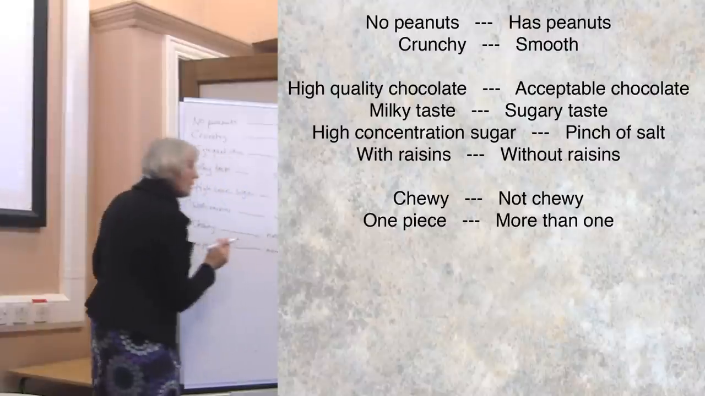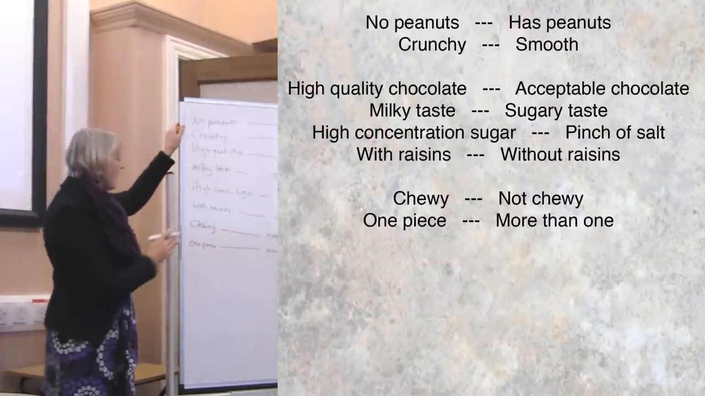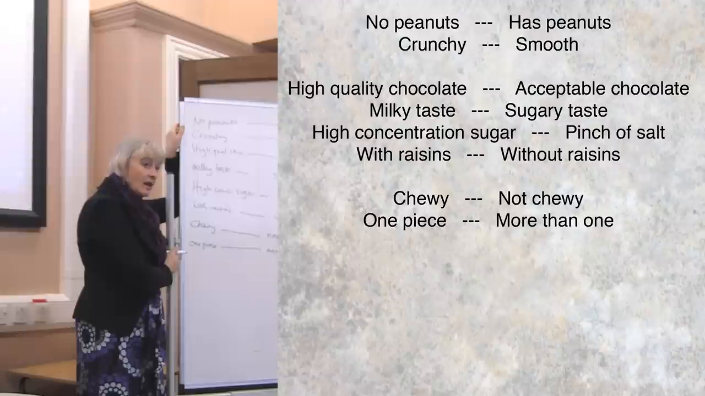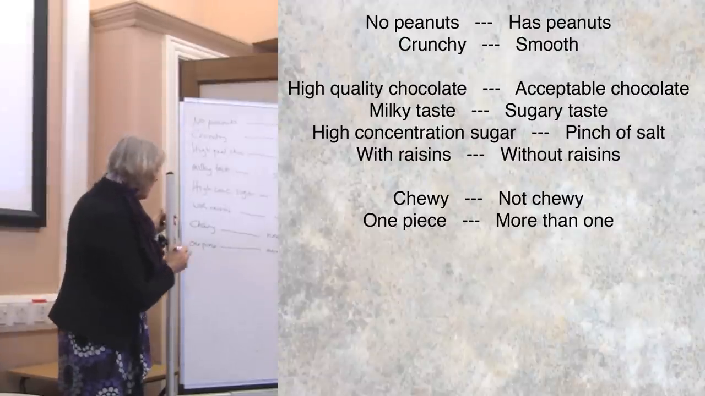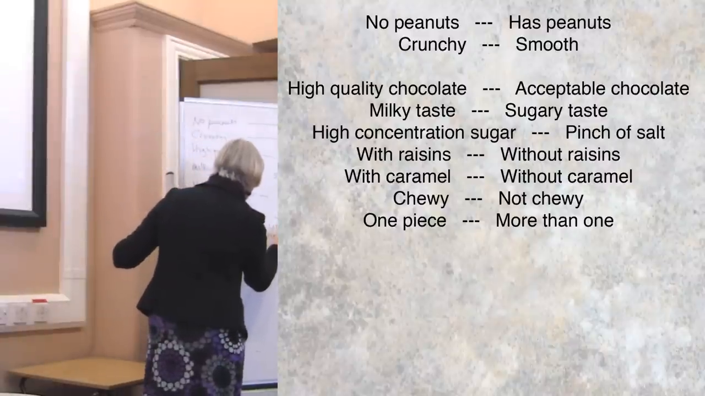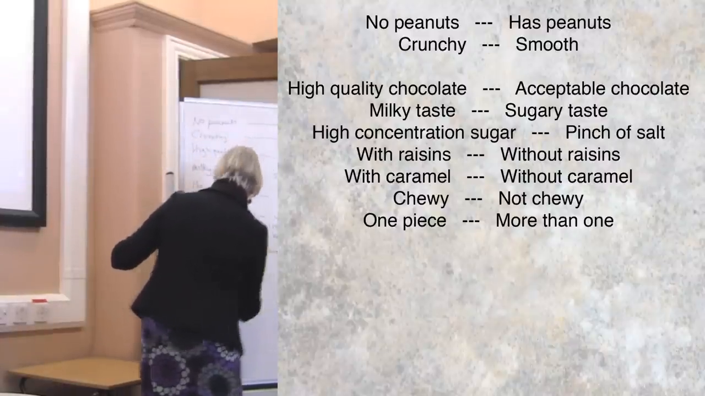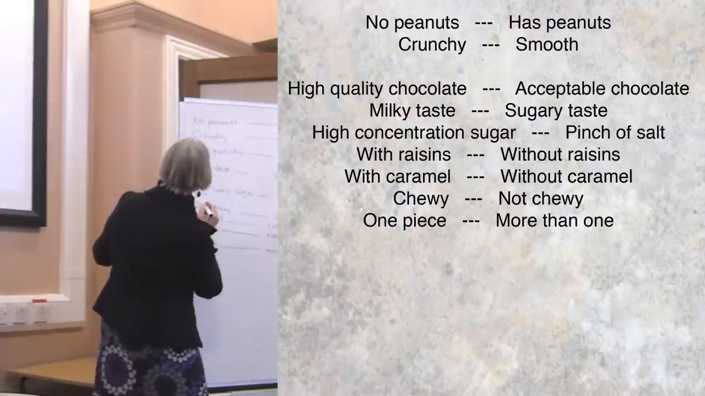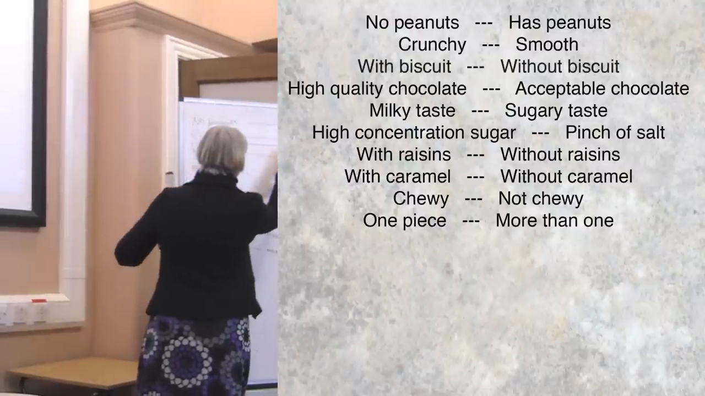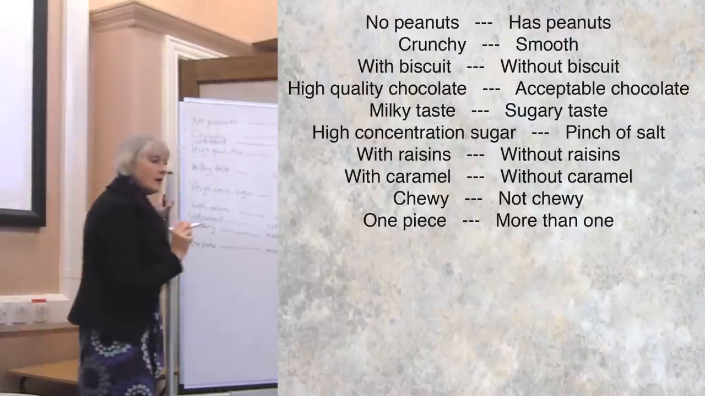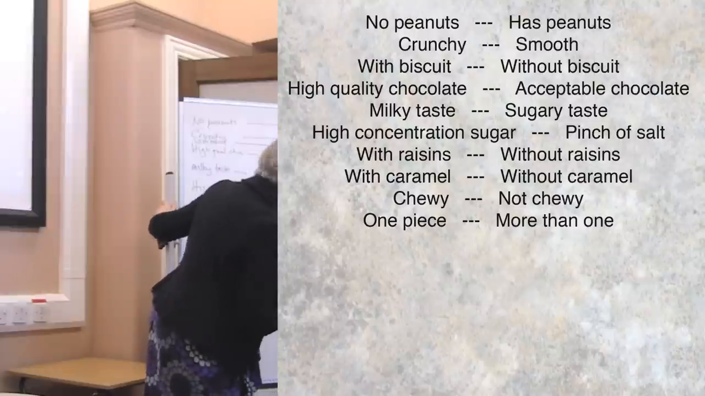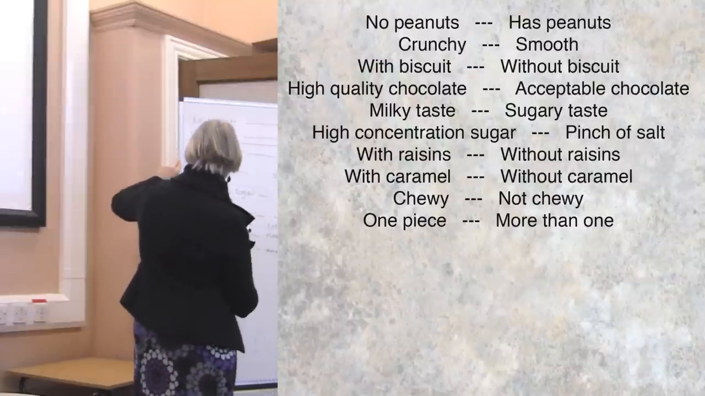Now what I'm looking for is whether people have come up with constructs, some of which look a bit similar to these. Yes? One with caramel, as opposed to without caramel. And we've got with biscuit, which is similar to crunchy. Crunchy, yeah. With biscuit, as opposed to without. Okay. Then more chocolate covering, as opposed to a thin covering.